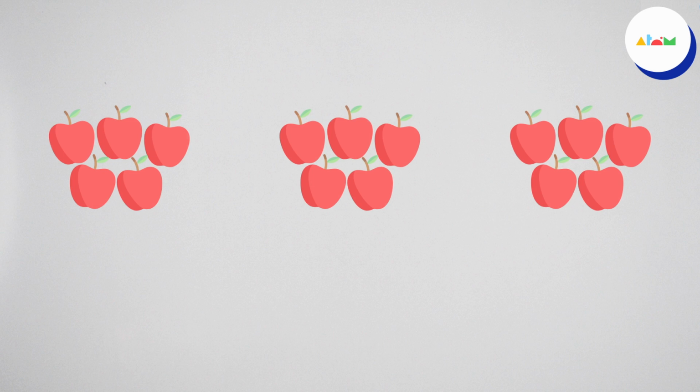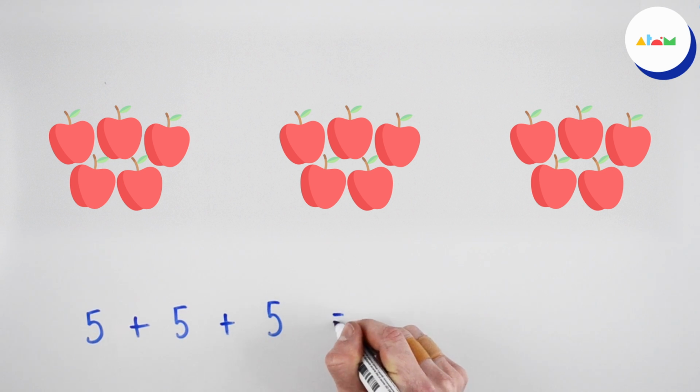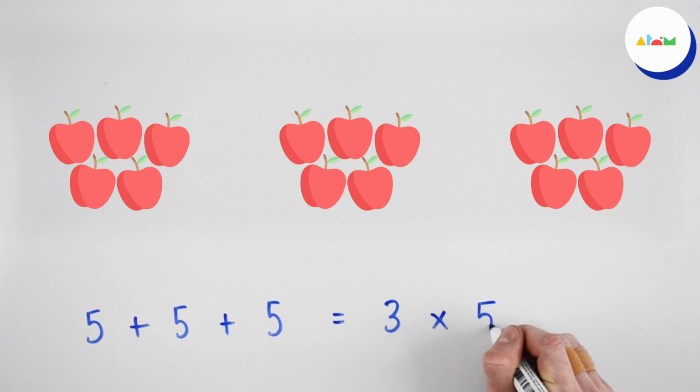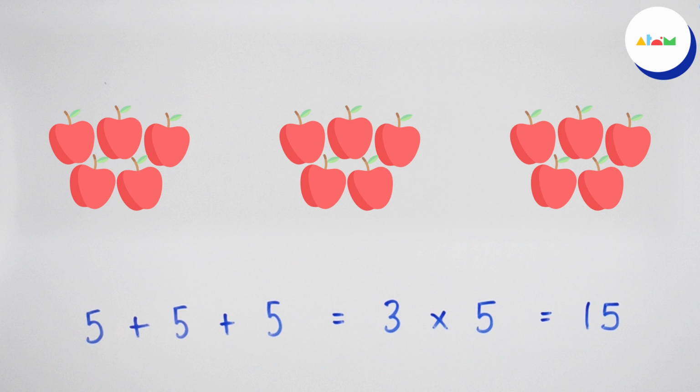Let's have a look at some more examples. In this picture, we can see 3 groups of 5 apples. How many apples are there in total? We can express this as the repeated addition 5 plus 5 plus 5, or simply as the multiplication 3 times 5. The total number of apples is 15 either way.